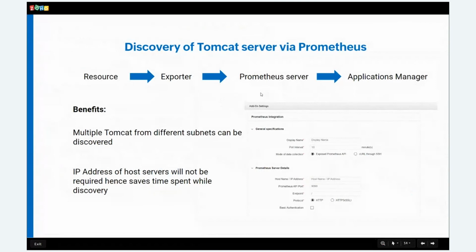So apart from this general discovery, we also have this option of discovering Tomcat servers through Prometheus. As you all know, Prometheus is an open source application that also monitors certain applications. So if you have a Prometheus environment and you want to export all of them, you can use this integration. So multiple Tomcat servers from different subnets can be discovered.